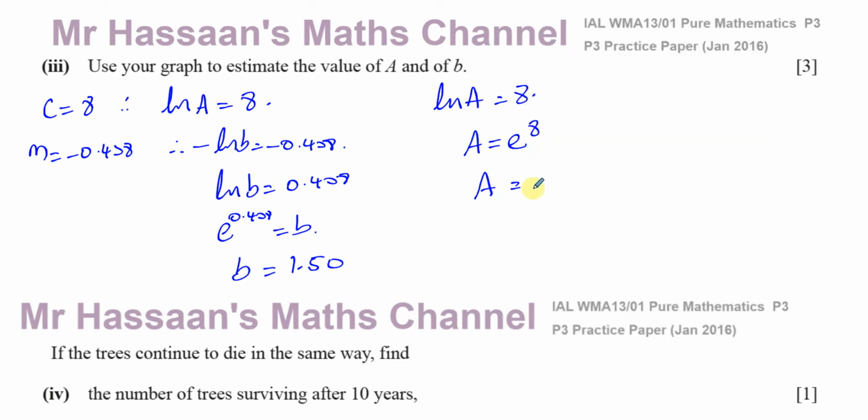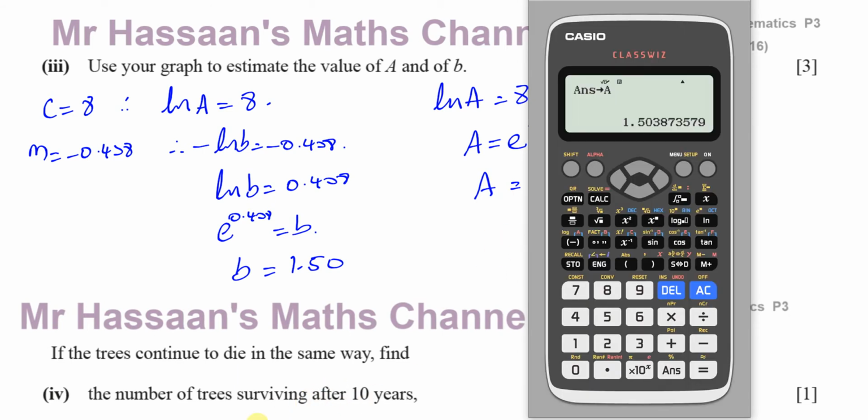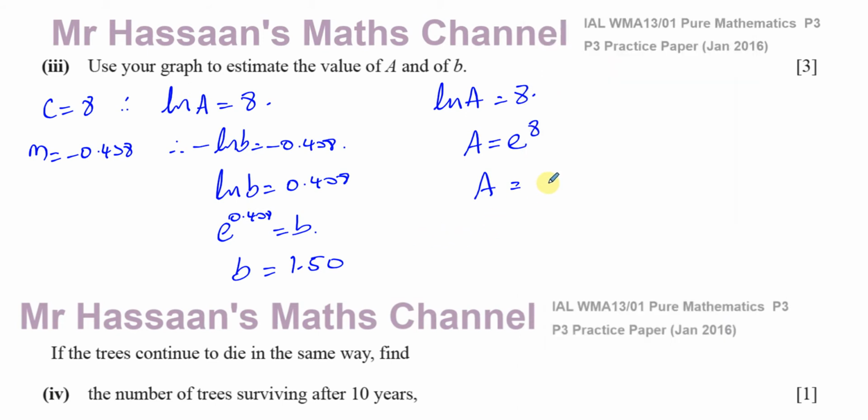And for this, I've got e to the power of 8, which I can just write as e to the power of 8. And that gives me 2980, so 2980 to 3SF.